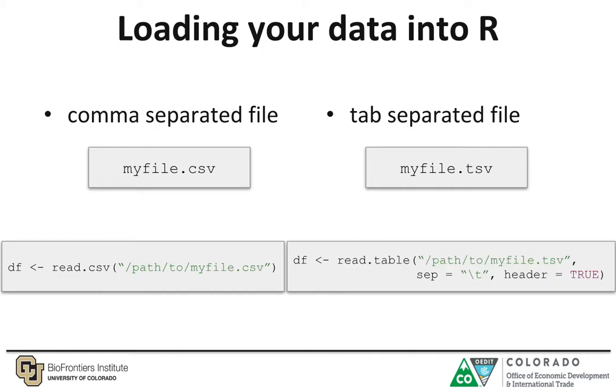When loading in a tab-separated file, you'd use the read.table command and specify the file name. In addition to specifying your file name, you want to specify that your file is tab separated using sep equals \t. What the \t is, it's a literal tab, just telling the computer that the separations are tabs. In addition, you can specify if you have a header or not by using header equals TRUE. And this header equals TRUE can also be applied to the read.csv command.